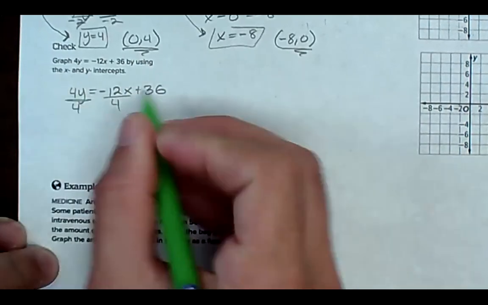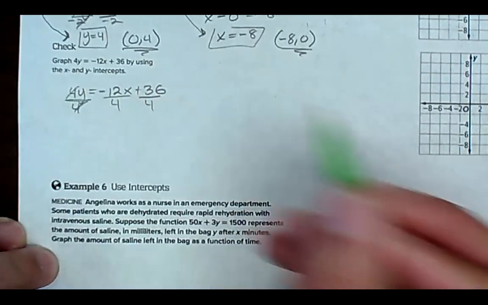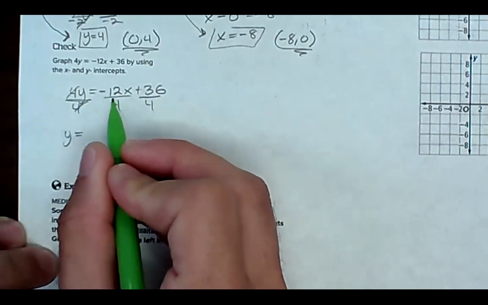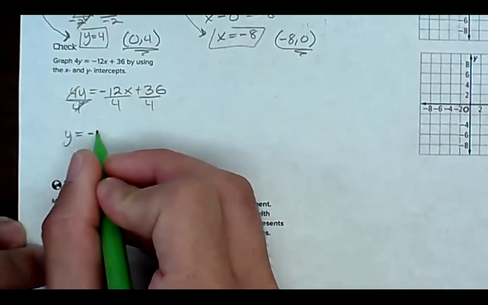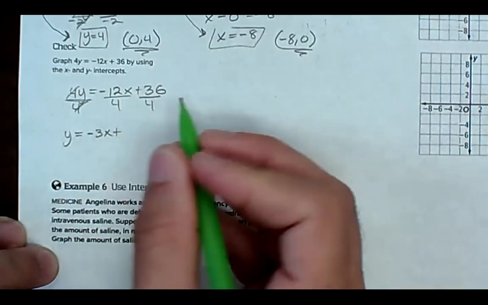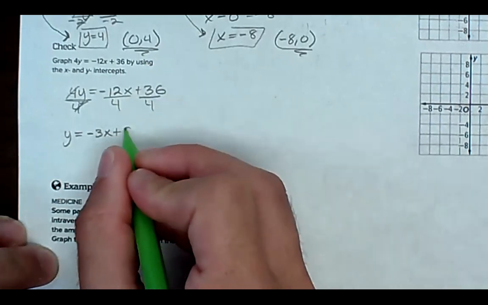Since I'm dividing by 4, I'm going to do it separately to the 12 and to the 36, just so I can understand what's happening to both of them individually. A negative 12 divided by a positive 4 gives me a negative 3. Fraction is gone. 36 divided by 4. So what number do I multiply 4 by to get 36? That would be the number 9.